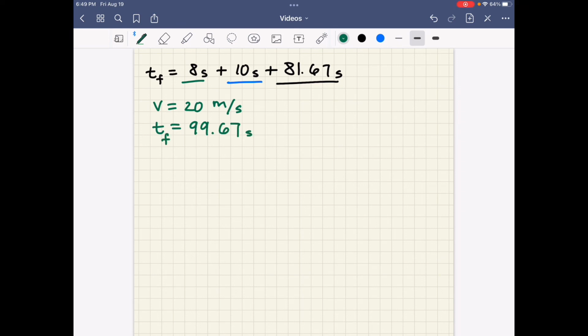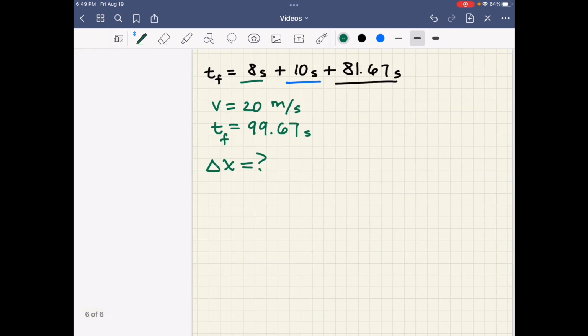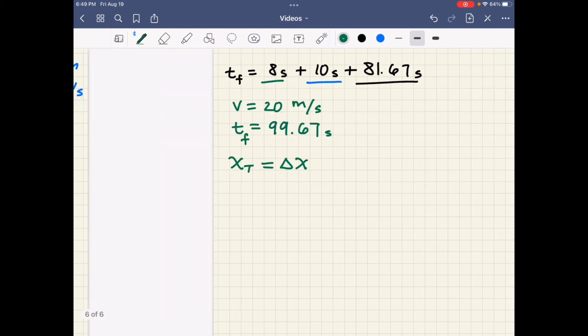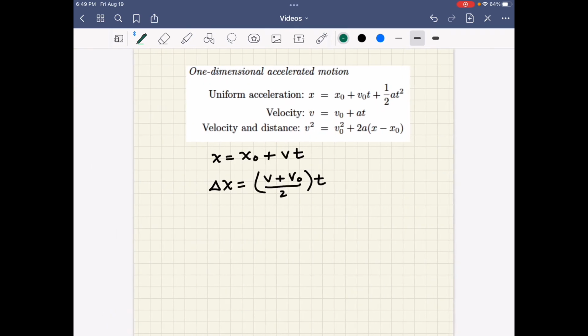Or time final. And we want to know what is the total displacement, right? For the entire trip. We're finding this point, the xt, we called it, right? So we can call it xt, x ticket, equals delta x. All right. We can use kinematic equations. In this case, we actually use the same one we use to find the position, right? We'll use this one over here.